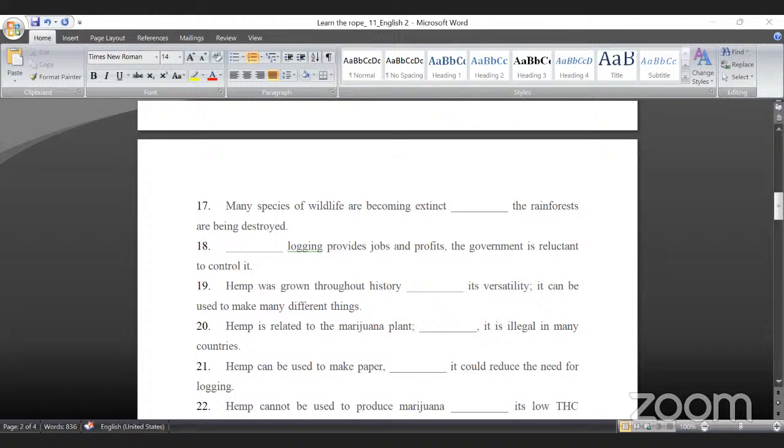Logging is a... how do I explain that? In some countries, it's also considered illegal to do those things. It's an activity that includes tree cutting, removing trees.